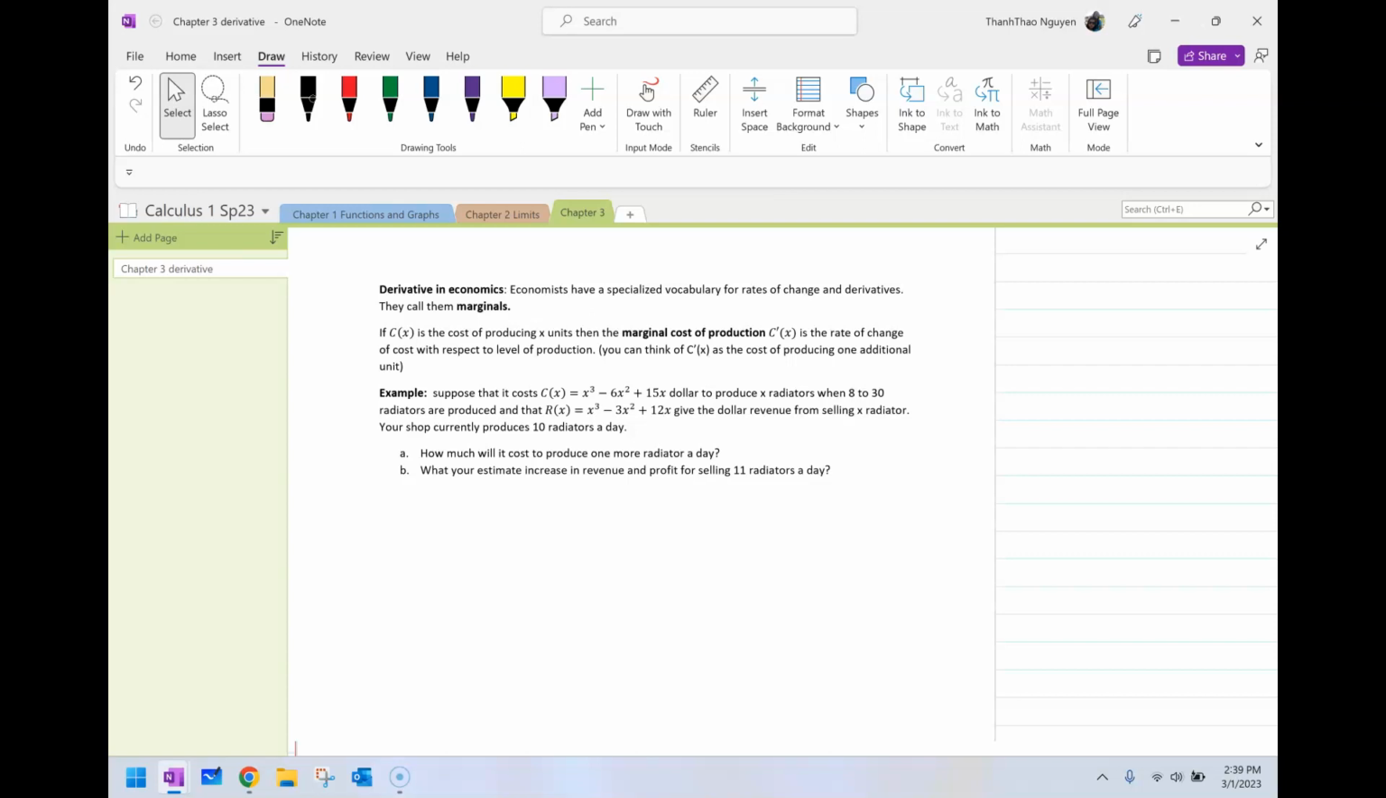Suppose that it costs C of x equals x cubed minus 6x squared plus 15x dollars to produce x radiators when x is 0 to 30 radiators, and that the revenue function is given as x to the third minus 3x squared plus 12x. This gives the dollar revenue for selling x radiators, and your shop is currently producing 10 radiators a day. How much will it cost to produce one more radiator per day?